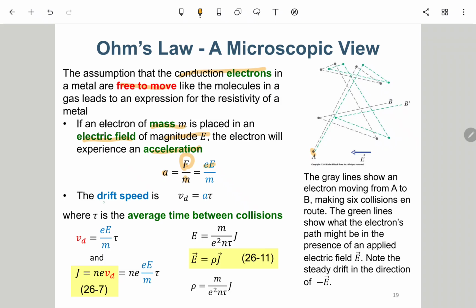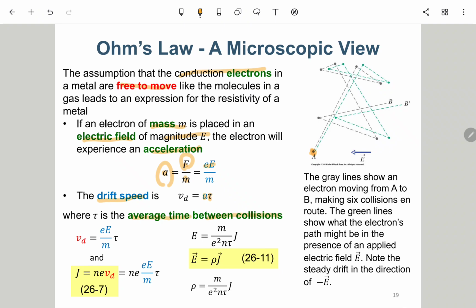Here we also assume the drift speed is Vd, which will be roughly a times tau. So what is a, what is tau? a is actually this acceleration. At the very beginning, we assume this electron is totally at rest, and there will be a force accelerating this electron. On average, tau is the average time between collisions.